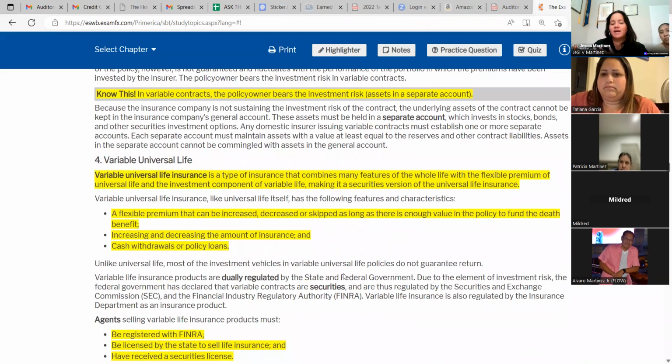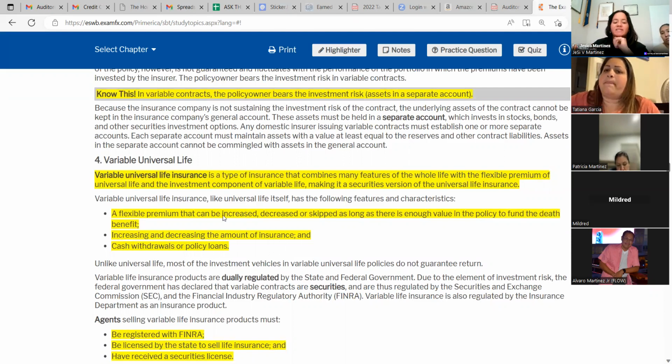Now on this one, we're getting that flexibility, the variable universal life, but it's also saying we're going with the variable option as well. So we're getting the universal that has that flexible premium. Now from the variable, we're getting the investment portion of it. So we can invest into the portfolios that we want, which makes it a securities version of the universal life insurance. It's like thinking about the universal life, but now you have the option to invest that money, and therefore you have two accounts in there, right?